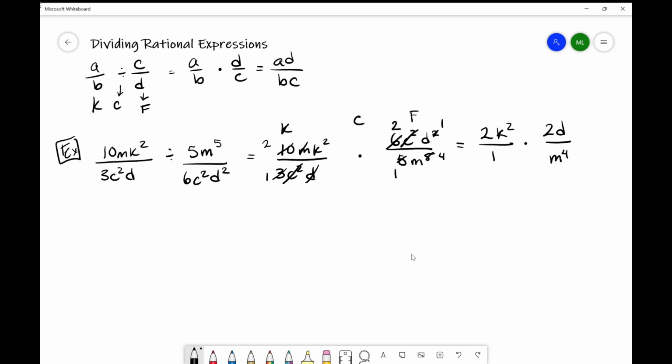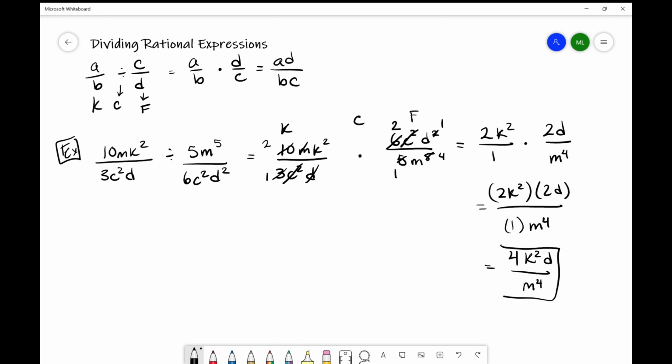Okay, and I can multiply straight across now. I have 2k squared times 2d over 1 times m to the power of 4. 2 times 2 is 4, and then k squared times d, well, that's just k squared d over m to the power of 4. And this is our final answer.